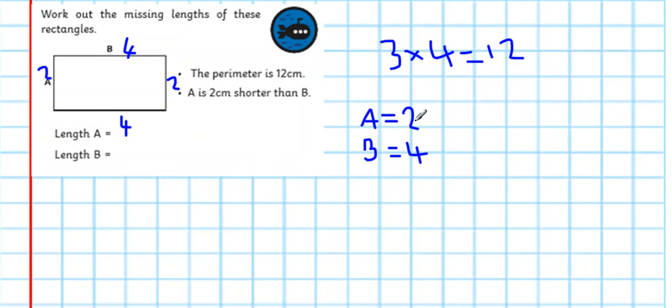So the reason why I went for 2 and 4 is because I knew that a square would have to be 3 all the way around. So I needed to make sure that I was close to 3, but that A was 2 centimetres shorter than B. So if I went one below and one above, I would have got my correct answer. So A is 2 and B is 4. Okay, so remember the perimeter is adding them together all the way around.